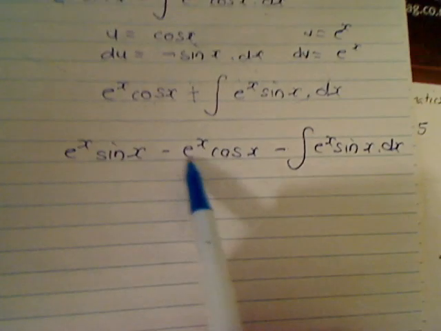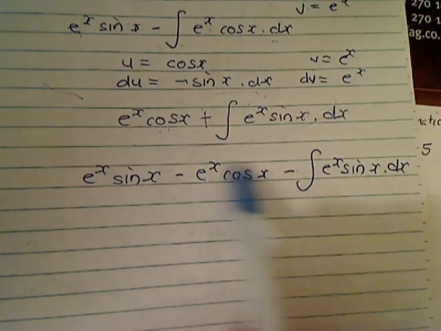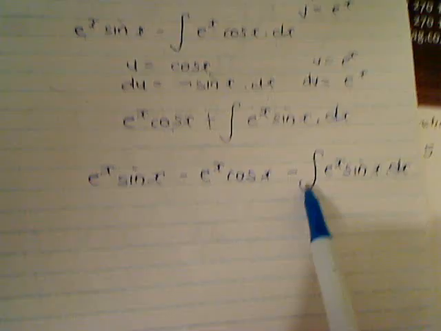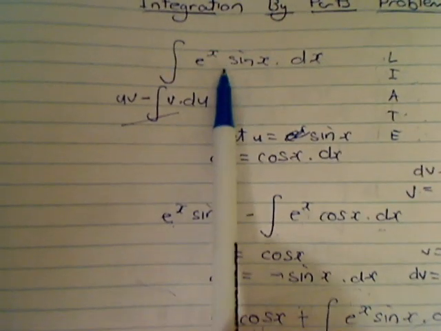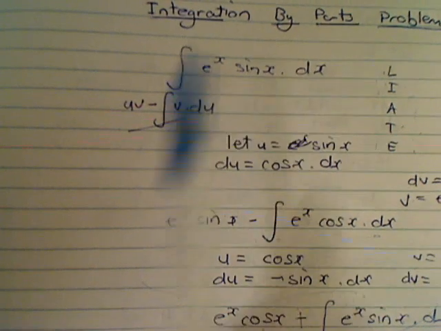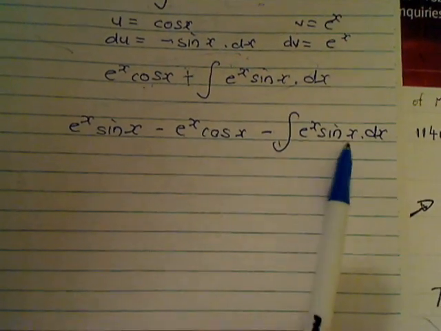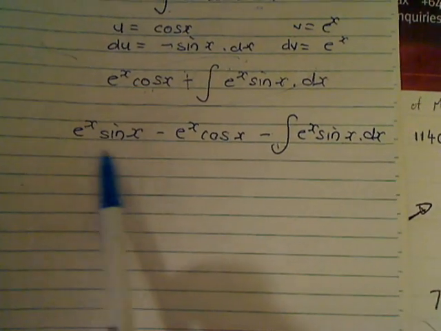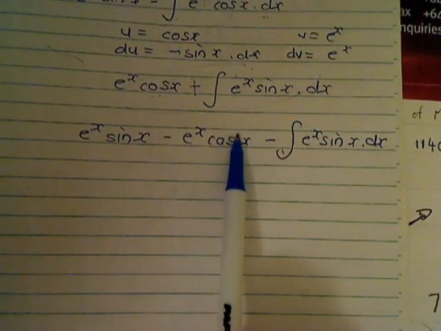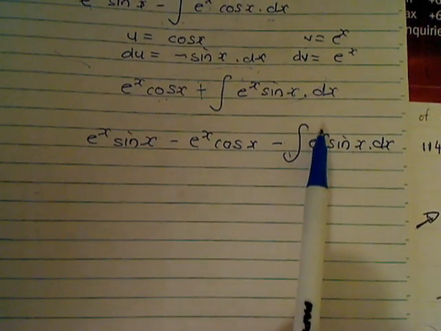Now in this situation, since you're left with the integral of e^x sin x, this is not our final answer yet because we have an integral here. See how in the question, let's go back to the question. The question is to integrate e^x sin x dx. So if the integral of e^x sin x dx so far equals this, e^x sin x minus this, how am I going to get rid of this integral of e^x sin x here?